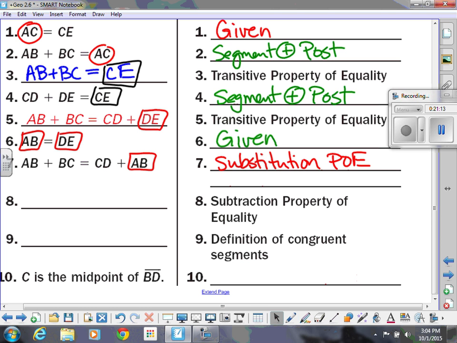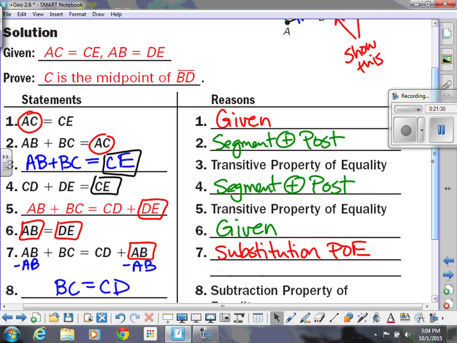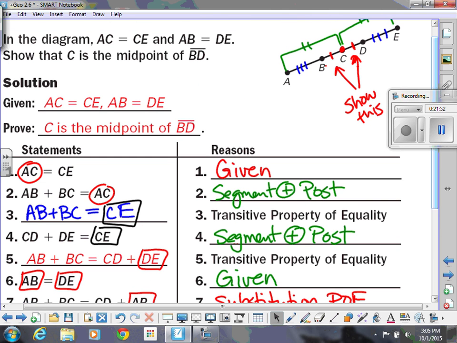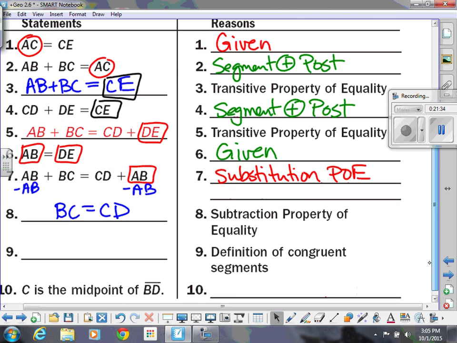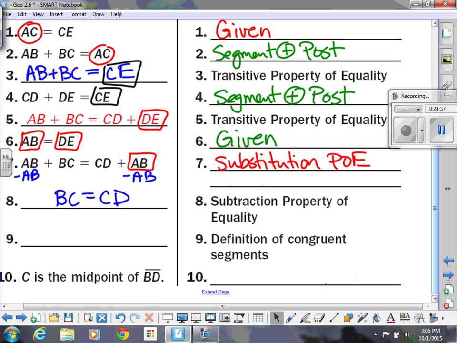And now they want us to do a subtraction property. Well, if we do subtraction, there must be something that's the same. So we're actually subtracting this AB from both sides. So if we do that, then that would look like BC is equal to CD. Hey, isn't that what we were trying to show, right? We were trying to show that those two segments were the same length. Well, now they want us to use the definition of congruent segments. So we're going to switch from equals to congruent.